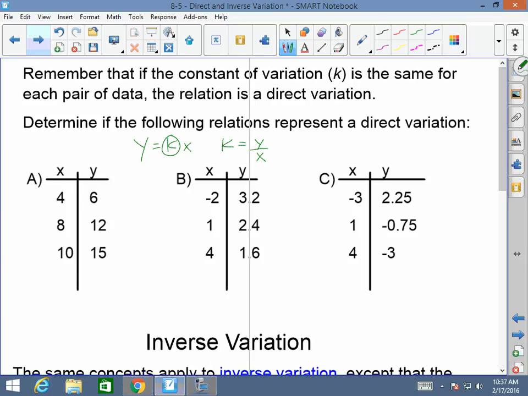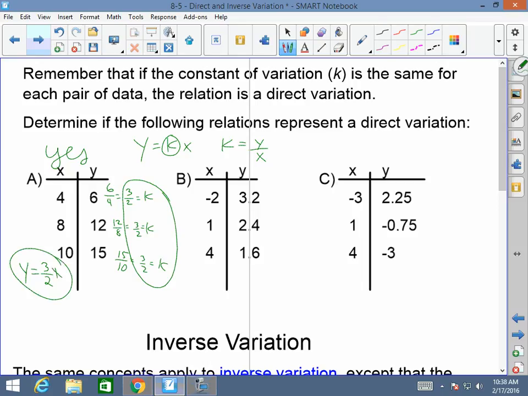So y over x, that's 6 over 4, which is 3/2. That's my k there. y divided by x, that's 12 over 8, divide by 4, so that's 3/2 as well, that's my k. And 15 over 10, y divided by x, that also is 3/2. Is the k constant here? Is this a direct variation here? Yes. Just for giggles, what would the function look like? y equals 3/2 x. Thank you, because that's my k. Beautiful.